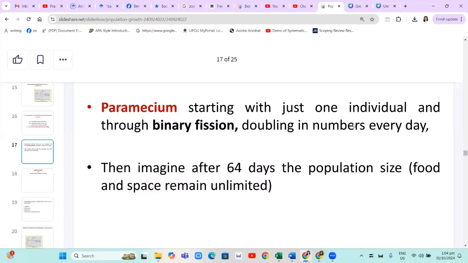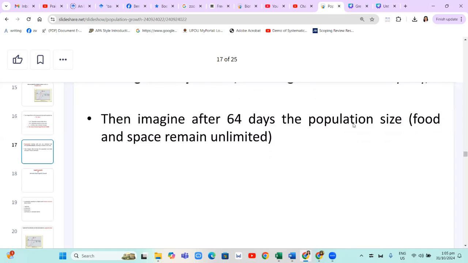For example, a paramecium, starting with just one individual and through binary fission, doubles in number every day. Then imagine the population size after 64 days, if the food and space remain unlimited.